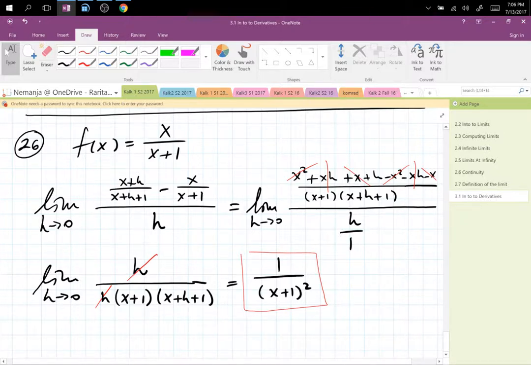Can't you just browse out the equation? Yeah, but it's too busy. It's too busy.